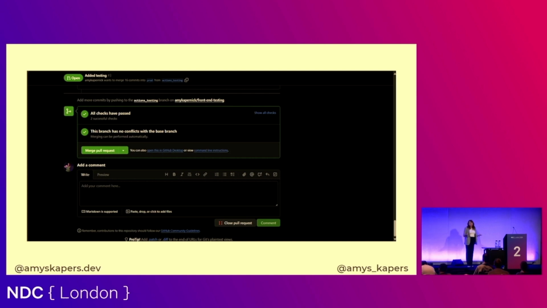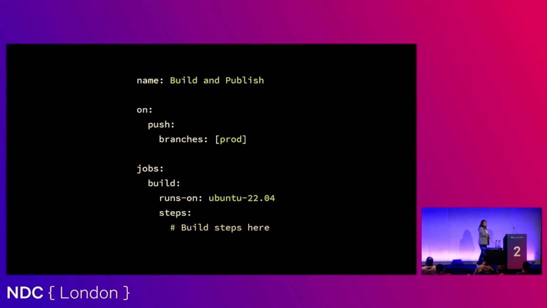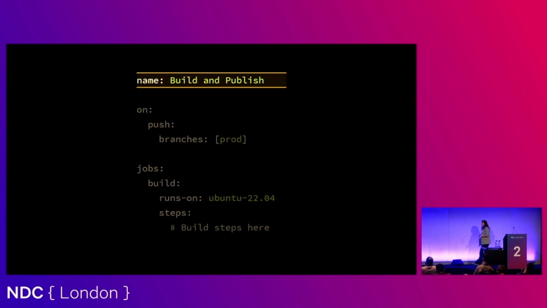So I can feel comfortable merging my PR in because I know that the tests have gone through and run. However, I need to know what's going to happen after the code is merged in though. So the next thing I can do is set up GitHub Actions to deploy a live version of my website. So I'm going to set up a new Actions workflow. This one is going to be build and publish.